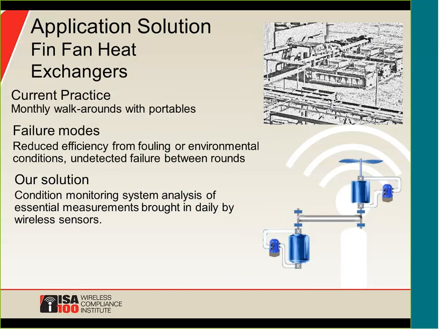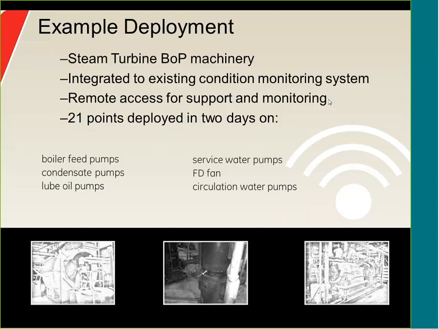Heat exchangers, fin-fan heat exchangers are another candidate. The current practice was to walk around on a monthly basis, but in some cases the cooling elements would become fouled and no longer be able to perform, and that would happen on a much faster rate than once every month, again over a period of several days or weeks. So by putting a wireless condition monitoring system in place there, it can capture that information minute by minute or hourly or daily basis rapidly enough that you're measuring at the right point.